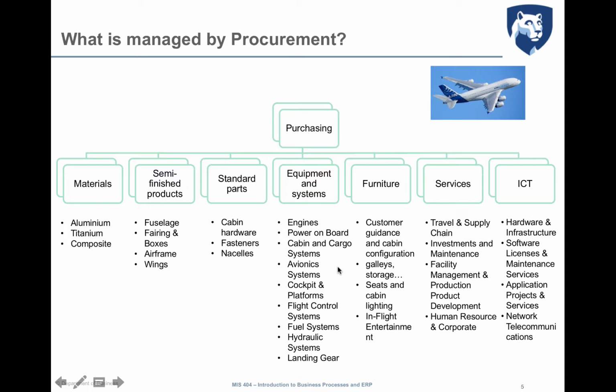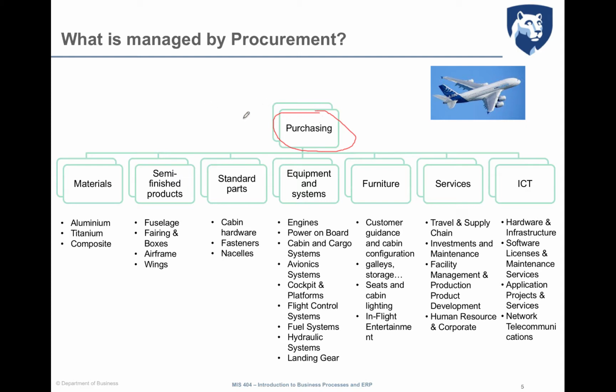This is an example of a defense company. I can tell the name: this is Boeing. This is what the procurement department, which is named the purchasing department in the company, needs to manage for Boeing marketing, for Boeing production, and for Boeing research and development.